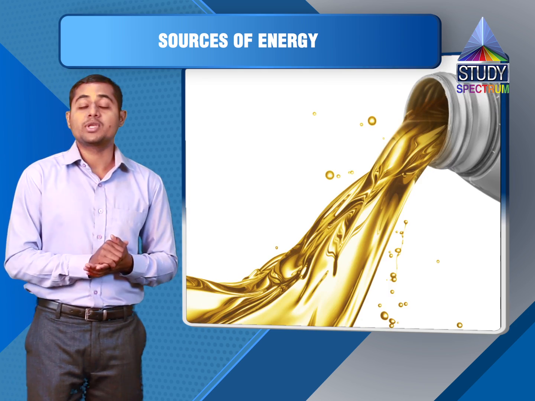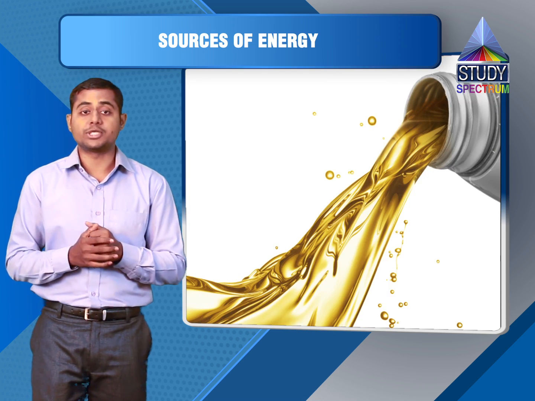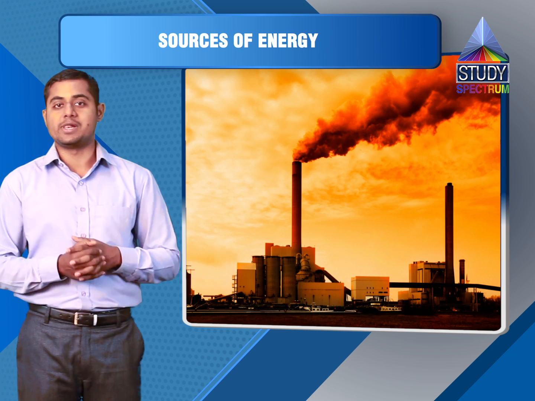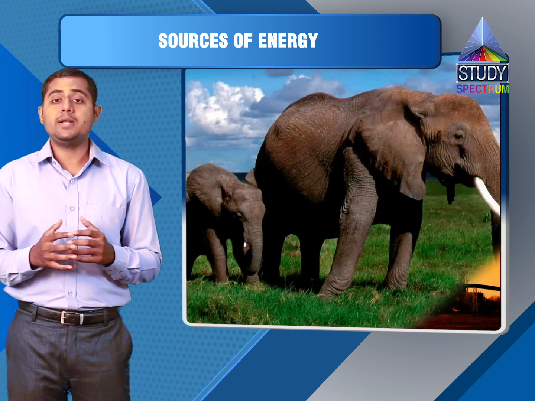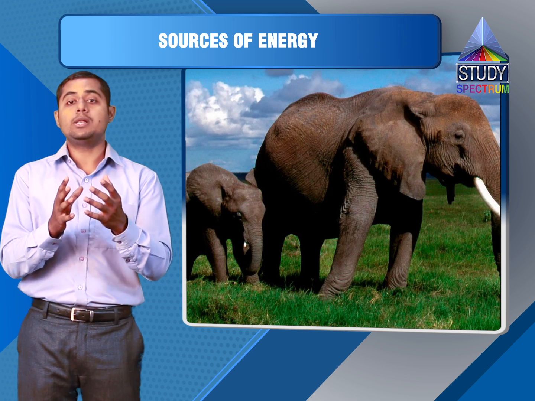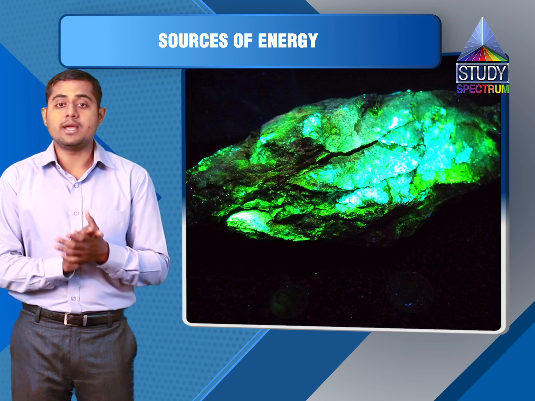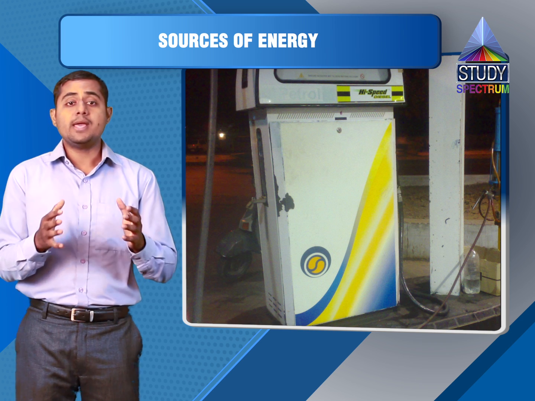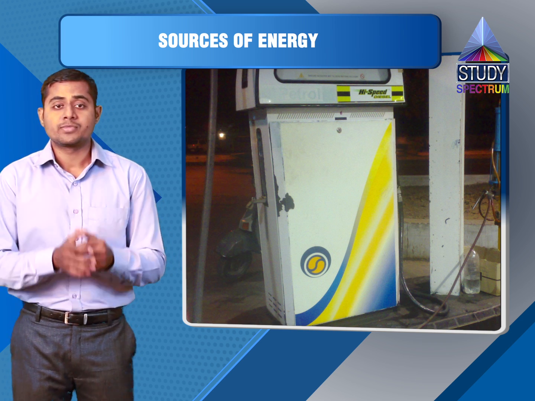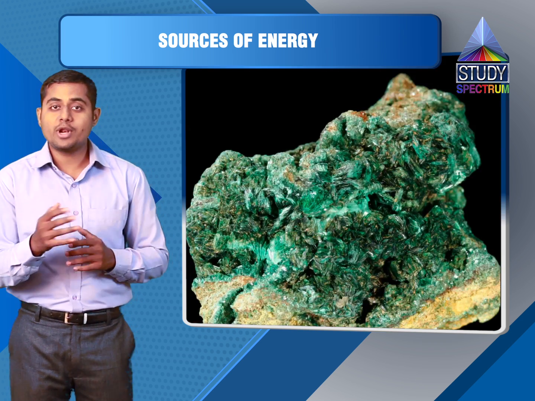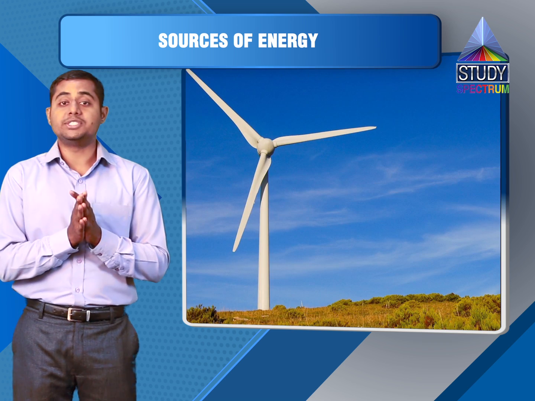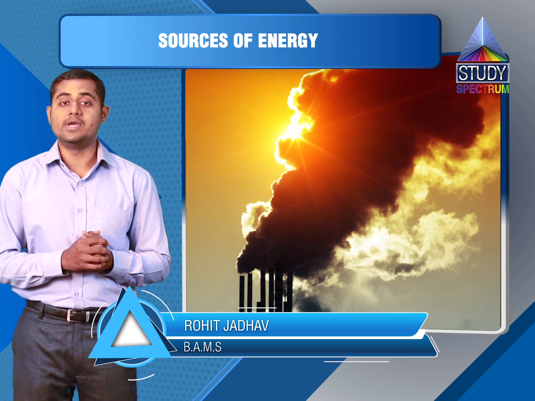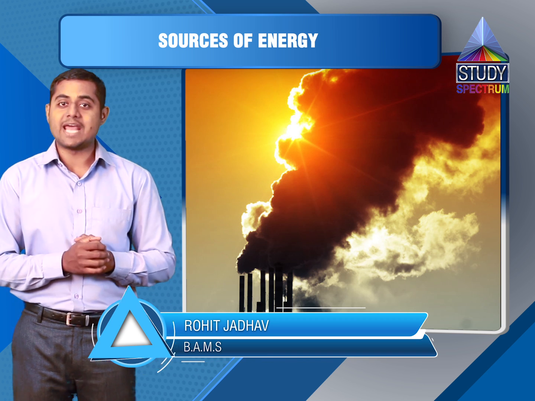Match the following. In column A, we have 4 options: mineral oil, atomic energy, wind energy, and fossil fuel. In column B, we have buried plants and animals, renewable energy sources, uranium, and petrol. Now, we can match like this: A. Mineral oil to petrol, B. Atomic energy to uranium, C. Wind energy to renewable energy sources, and D. Fossil fuel with buried plants and animals.